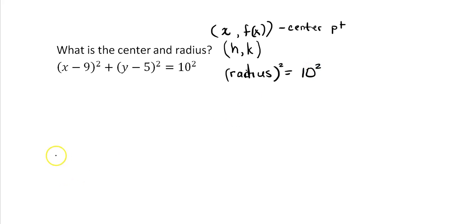So what is the center and the radius? In this case, our center is going to be (9, 5). Okay, and careful here, because if it's a negative here, that means this is a difference that we're looking for. So if it's a subtraction, that means that value is actually a positive. All right, so this is my h and my k, and my radius is 10.